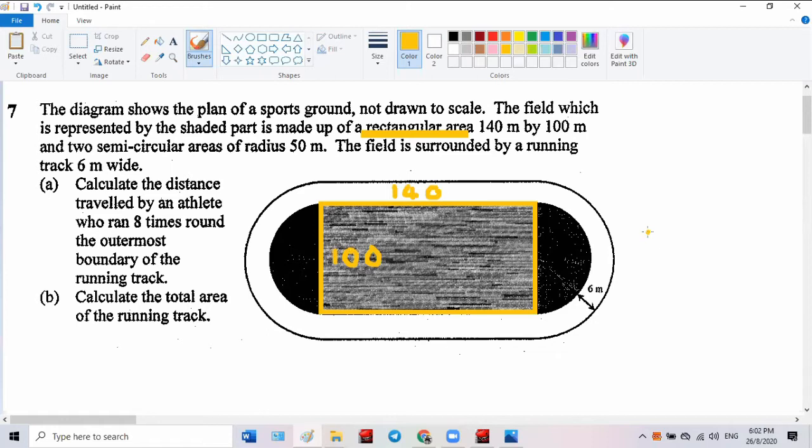Understand or not? And it's made of two semicircles. Half a circle is called a semicircle. You understand or not? Half a circle is called a semicircle. A full circle is here. Here, I show you. This is the full circle.